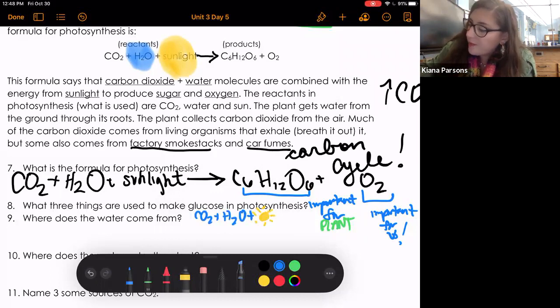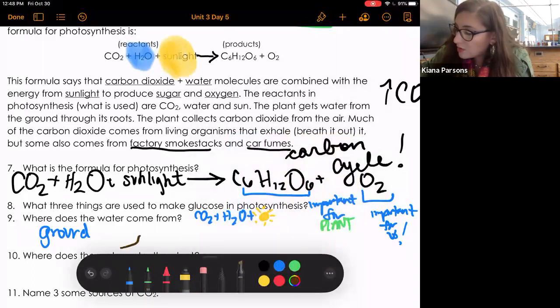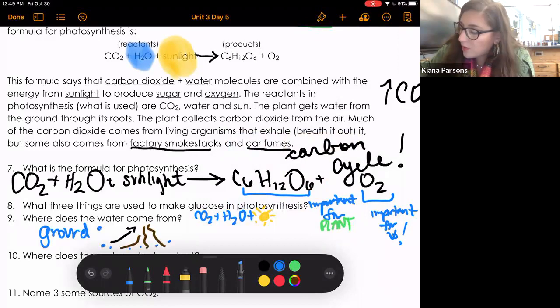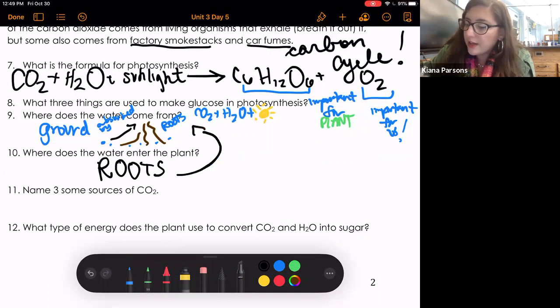Where does the water come from? The ground, and it's absorbed through the roots. So these are the roots of the plant, and we draw an arrow, some water down here. It's absorbed by roots. Okay. Where does the water enter the plant? Almost like I knew that question was coming, but didn't know it would be written out. I wanted to make sure to tell you that it was absorbed by the roots. See diagram on number 9.